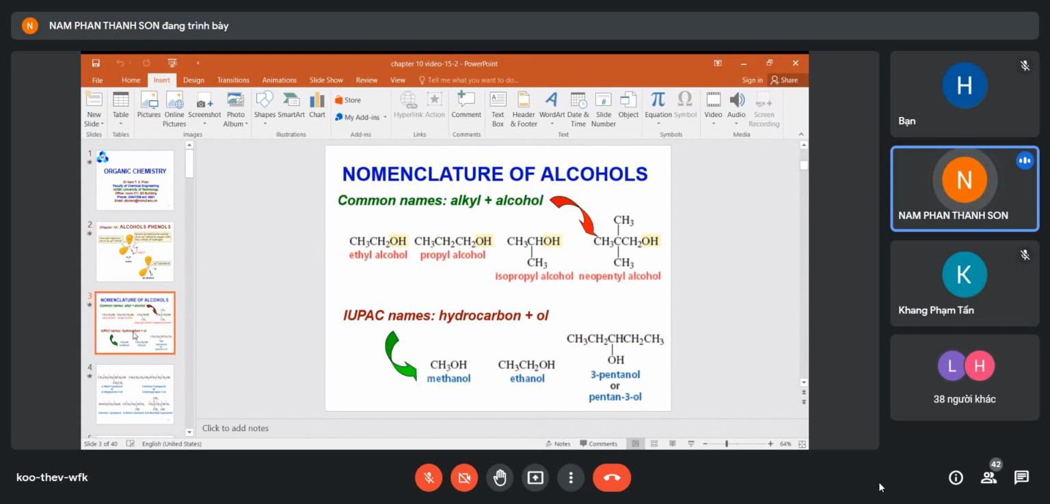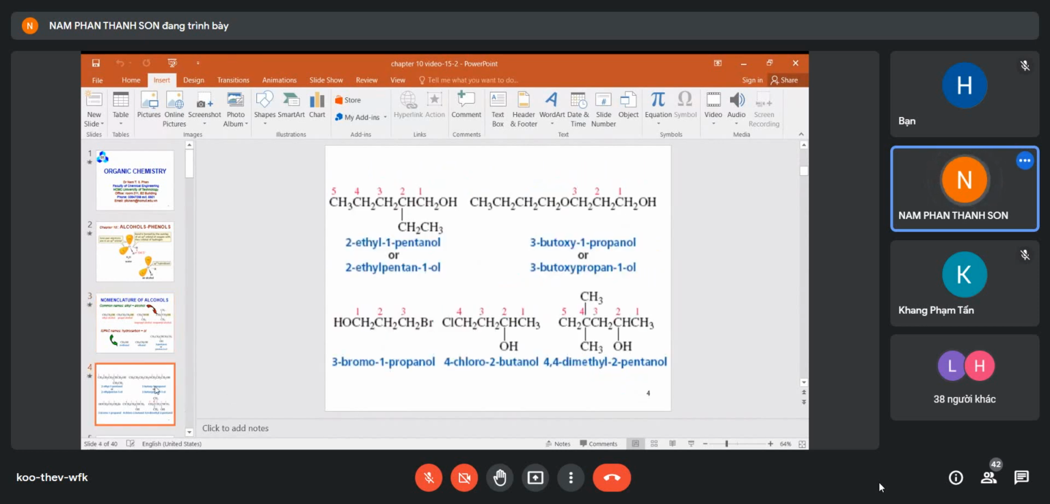Okay, for the nomenclature of alcohols, for the common names, we have the alkyl and then alcohol. For example, we have ethyl alcohol, isopropyl alcohol, something like that. For IUPAC names, we have the name of the hydrocarbon and then add OL to the end. So we have methanol, ethanol. Anyway, this is easy.